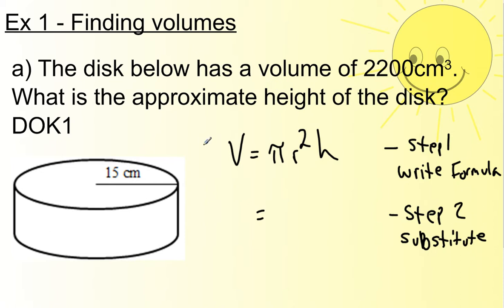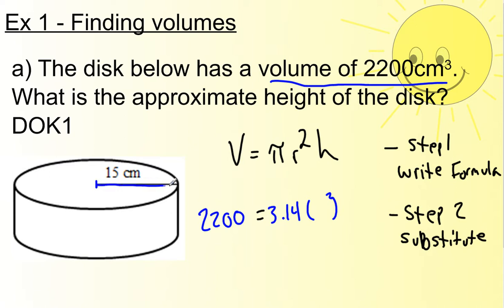So let's see. The disk below has a volume of 2200. So instead of V for volume, we put 2200. Pi. Well, you could leave the pi symbol or, personally me, 3.14. Okay. Radius squared. What is the radius of this thing? Do we know? Yes. The radius is 15. Height. What is the height of this thing? Do we know? Doesn't say here or there. And the question is, what is the height? Which means we don't know that thing.